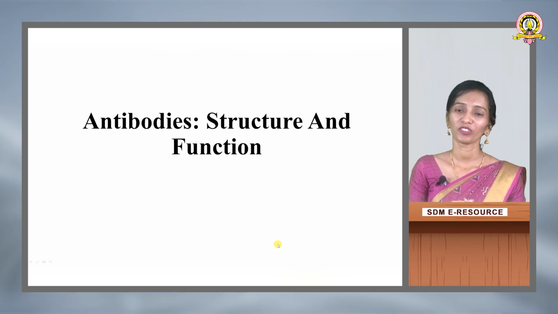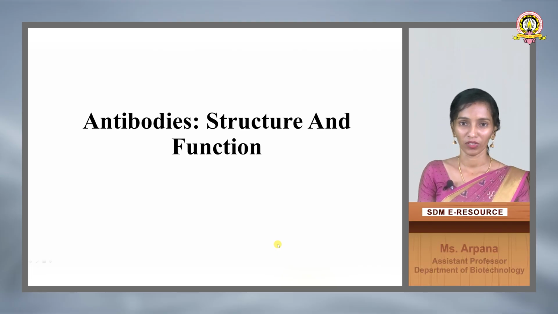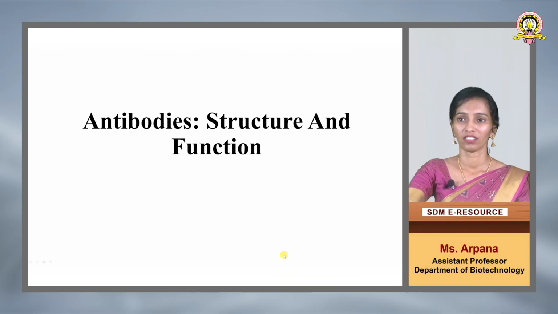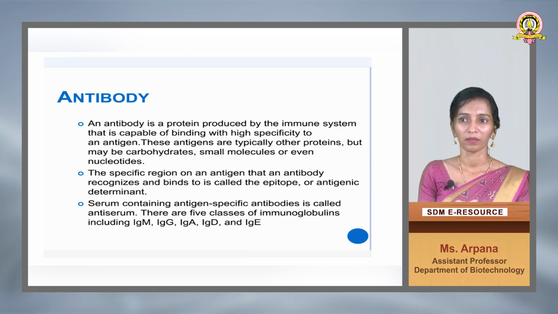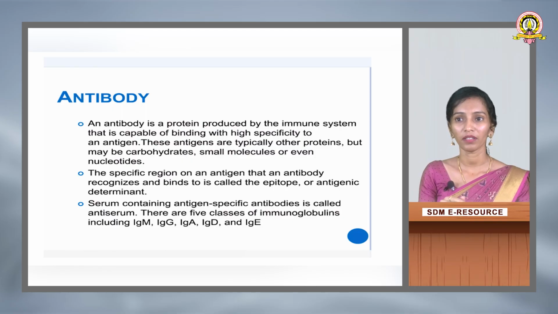Hello everyone, I am going to deliver a lecture on the topic antibodies, its structure and function. An antibody is a protein produced by the immune system that is capable of binding with high affinity to an antigen. These antigens are typically other proteins but may be a carbohydrate, a small molecule, or even a nucleotide. The specific region of an antigen that an antibody recognizes and binds is called an epitope or antigenic determinant.